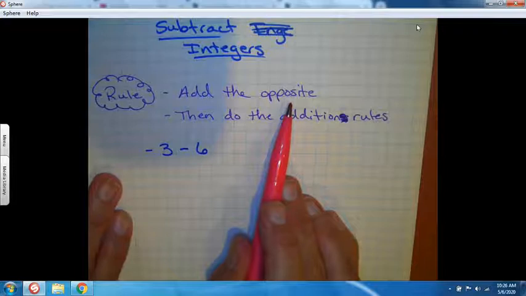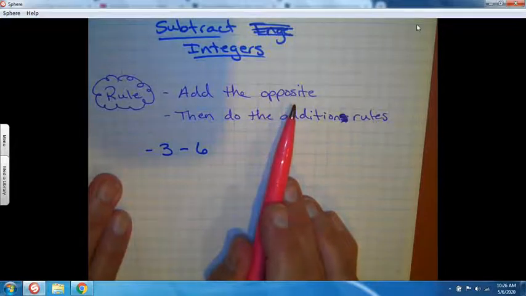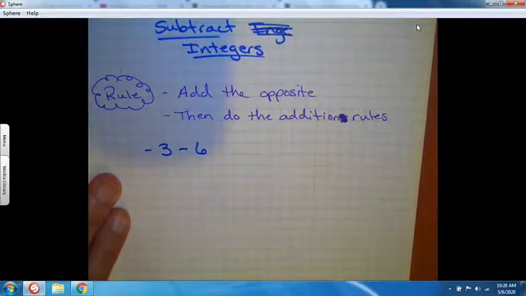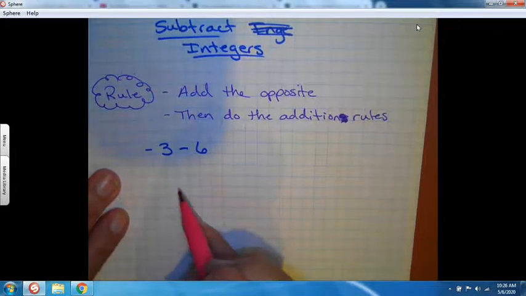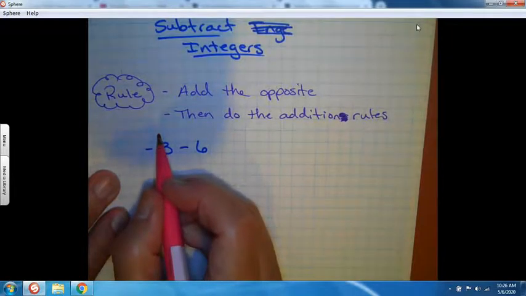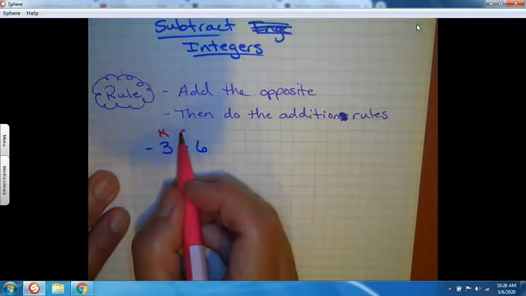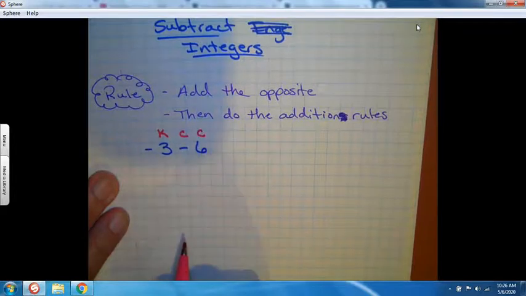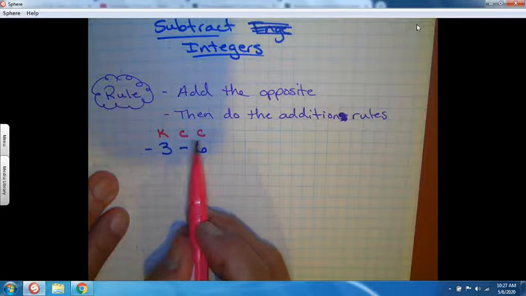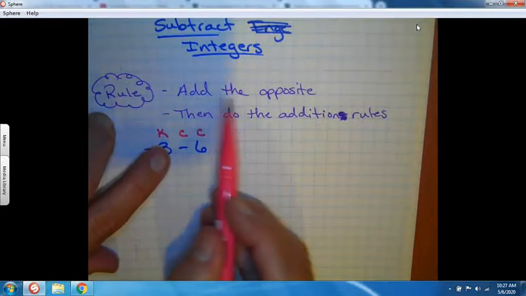So what does that mean? Well, to simplify this a little bit to something else that you might understand, because remember when we did dividing fractions, we did keep, change, flip. Well, it's the same thing here, except there's nothing to flip. This one is keep, change, change. So instead of keep, change, flip, it's keep, change, change, which is add the opposite. So let me show you.